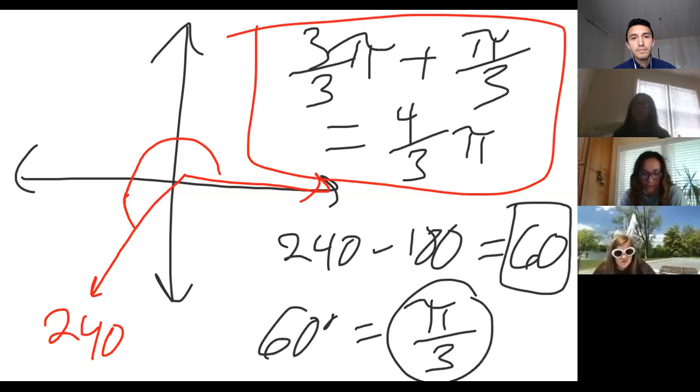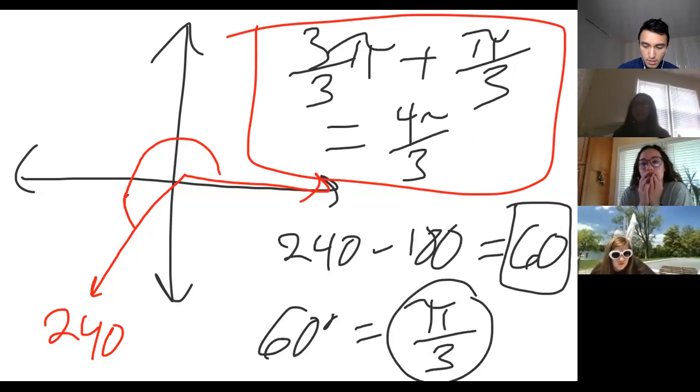Cool. And again, it's pretty typical. I know I'm writing the pi on the side here, but just get in the habit eventually of writing the pi in the numerator. It just looks nicer. It's the same thing, right? So you just put the pi on top.